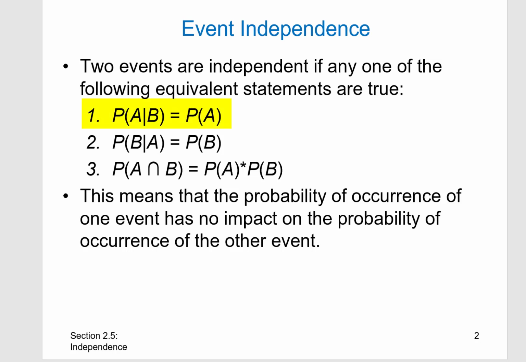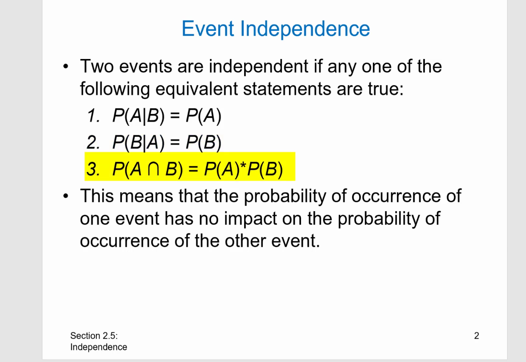If we find that the probability of A given B equals the probability of A, that shows us that the probability of A is not affected at all by what happened with B. So that would be one way we could show that A and B are independent. If we find or show that B given A equals the probability of B, once again, that's just telling us that the probability of B is not affected at all by what happened in event A.